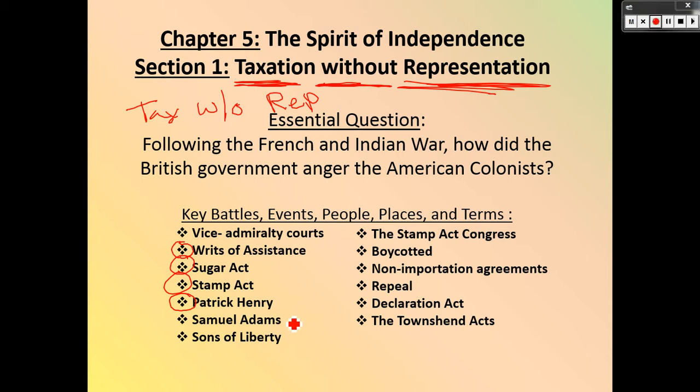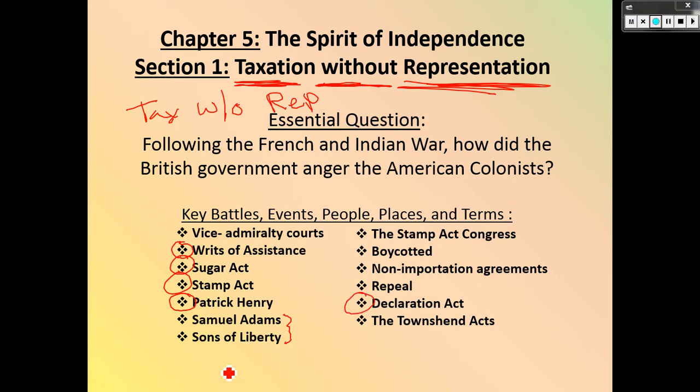Sam Adams and the Sons of Liberty are not on this test specifically, but they are a key part of this, where Sam Adams is the founding father that gets everyone riled up and uses propaganda to join him, and he uses the Sons of Liberty as basically a terrorist organization against the British government to run around and burn things to the ground. And we're going to get into what a boycott is. We're going to get into the Declaratory Act and the Townshend Acts.